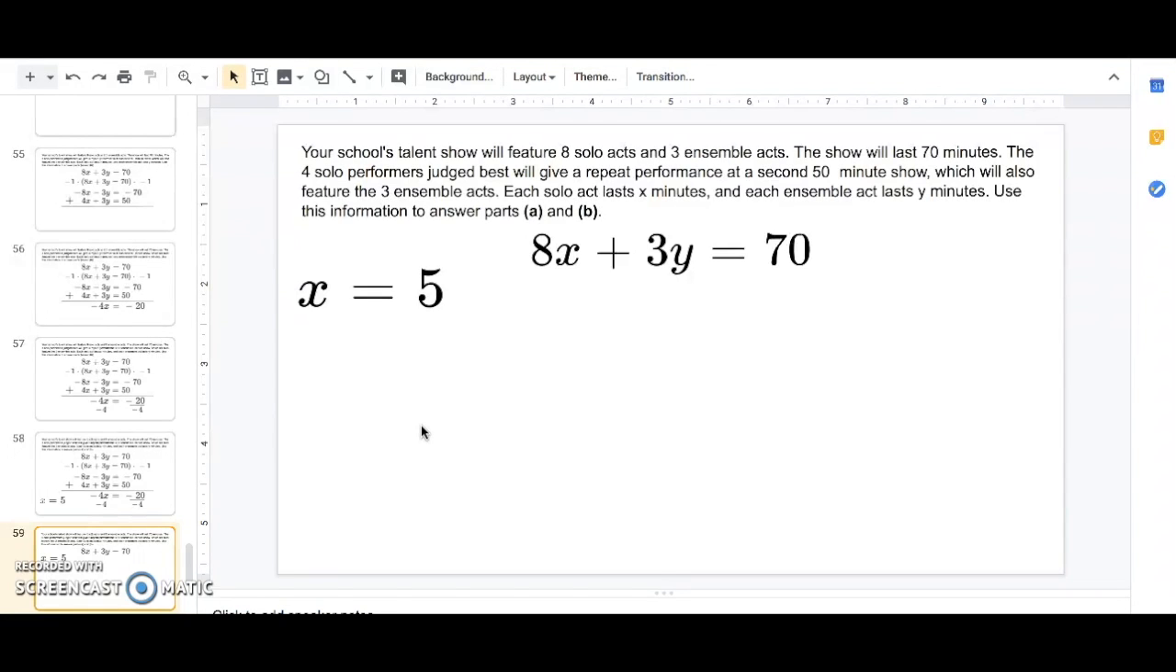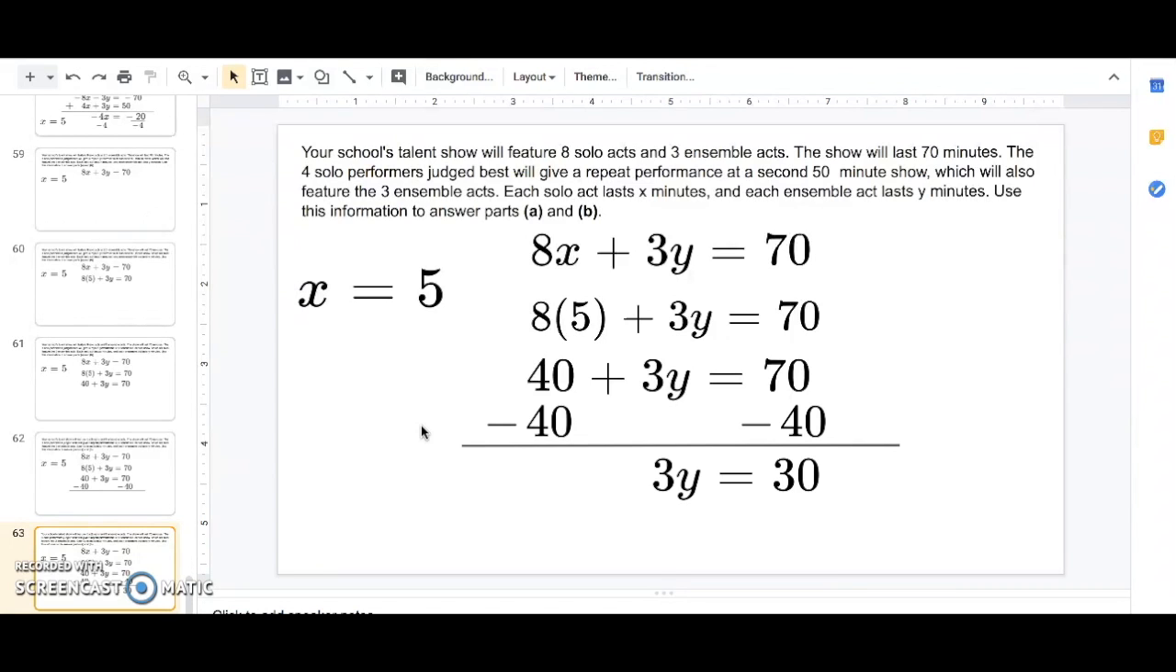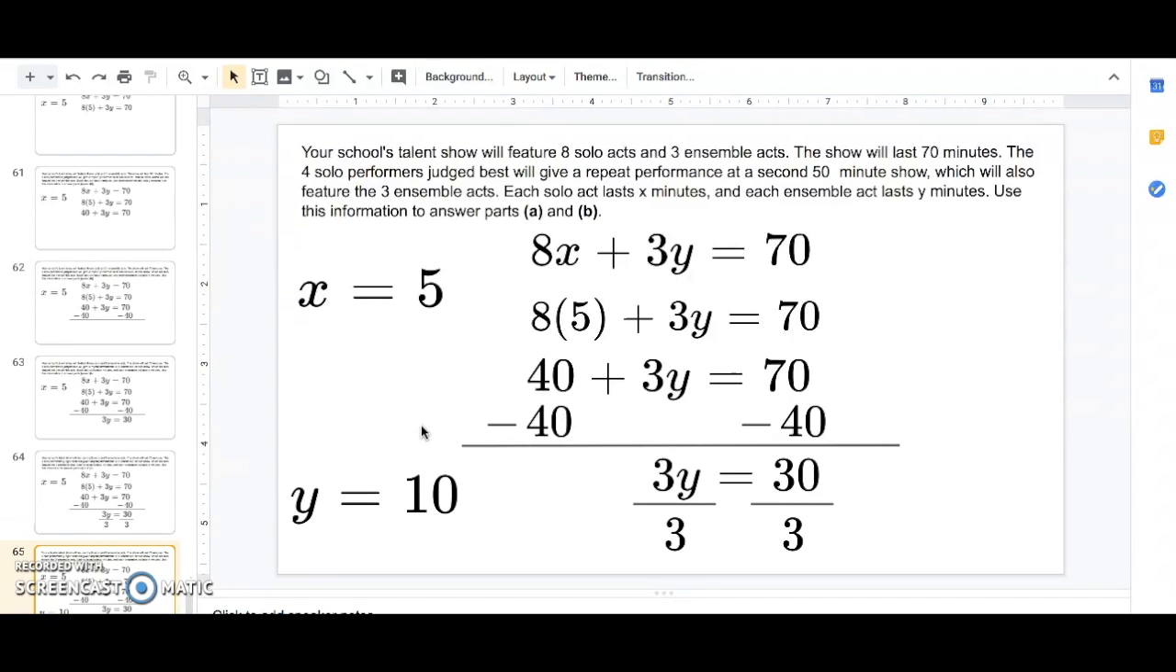So substitute 5 in for x for the first equation. 8 times 5 is 40. So 40 plus 3y equals 70. Subtract 40 on both sides. I'll have 3y equals 30. Divide both sides by 3, and y will equal 10.